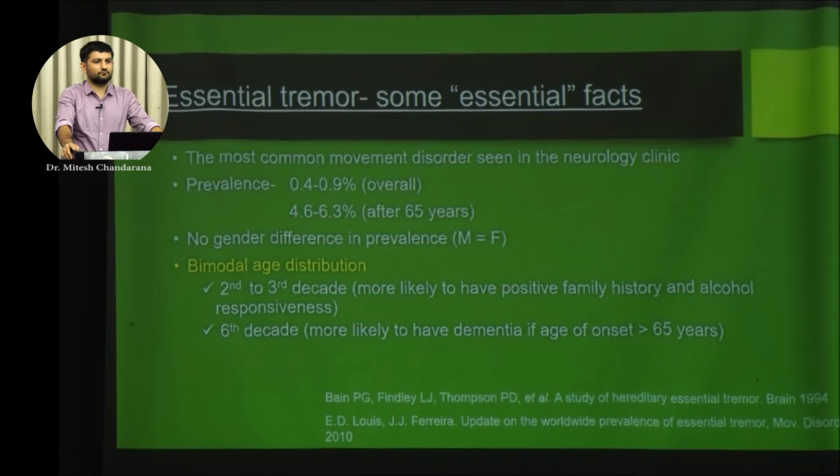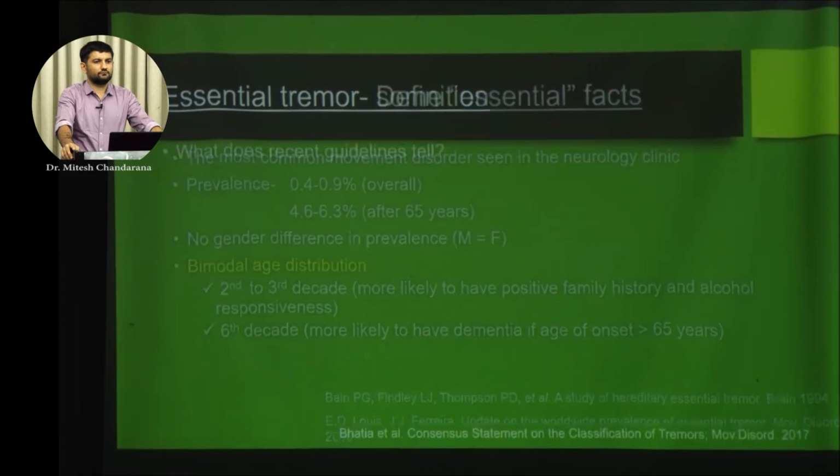Some essential facts: it is the most common movement disorder seen in neurology clinic. Prevalence overall is about 0.5 to 1%, but it increases after the age of 65 years. There is no gender difference in prevalence. And we all know that there is a bimodal age distribution, first in the second or third decade, and those patients are more likely to have a positive family history and alcohol responsiveness. And the second age distribution is in the 6th to 7th decade, and they are more likely to have dementia, particularly if it starts after the age of 65.